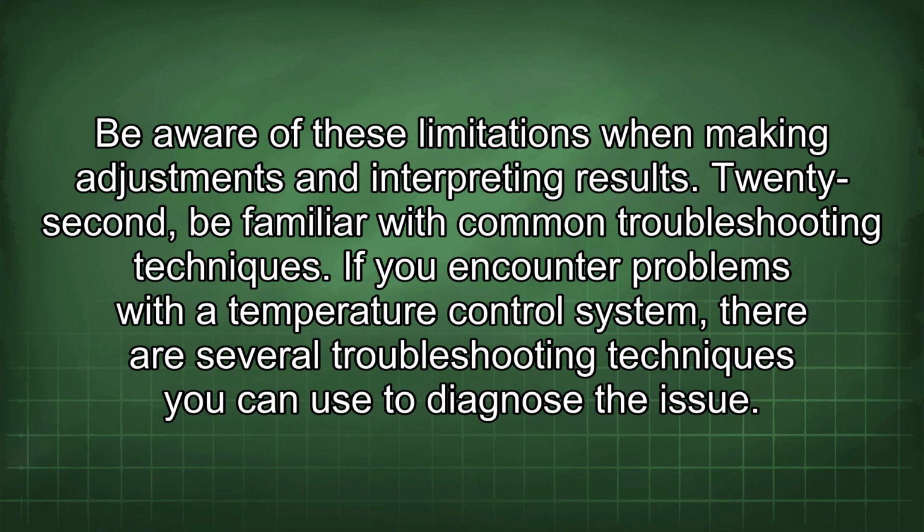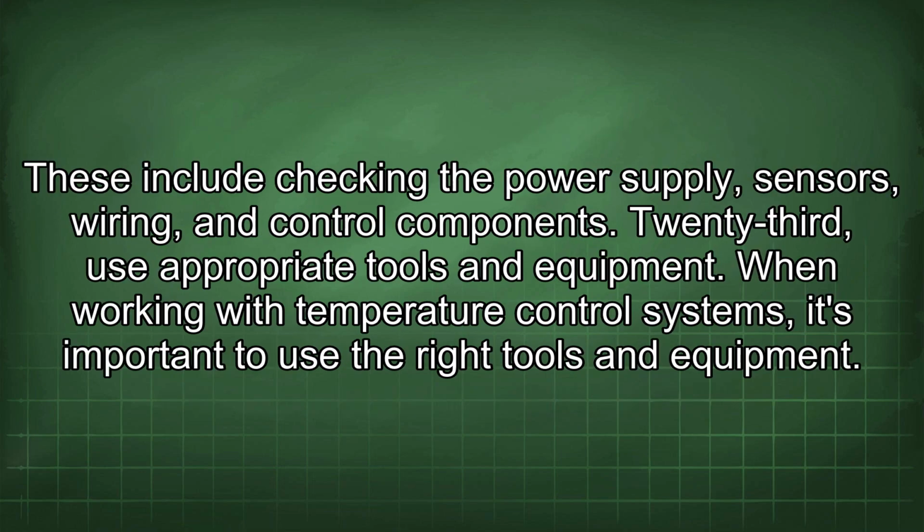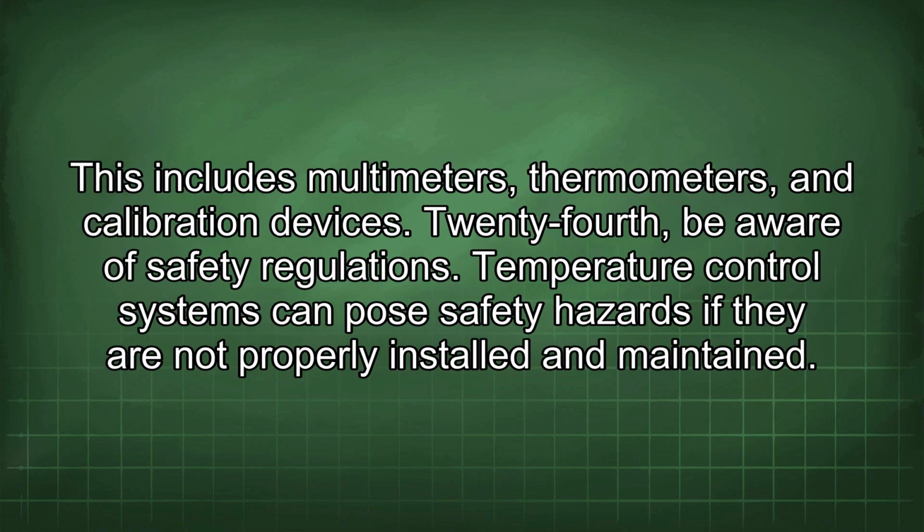Twenty-second, be familiar with common troubleshooting techniques. If you encounter problems with a temperature control system, there are several troubleshooting techniques you can use to diagnose the issue. These include checking the power supply, sensors, wiring, and control components. Twenty-third, use appropriate tools and equipment. When working with temperature control systems, it's important to use the right tools and equipment. This includes multimeters, thermometers, and calibration devices.